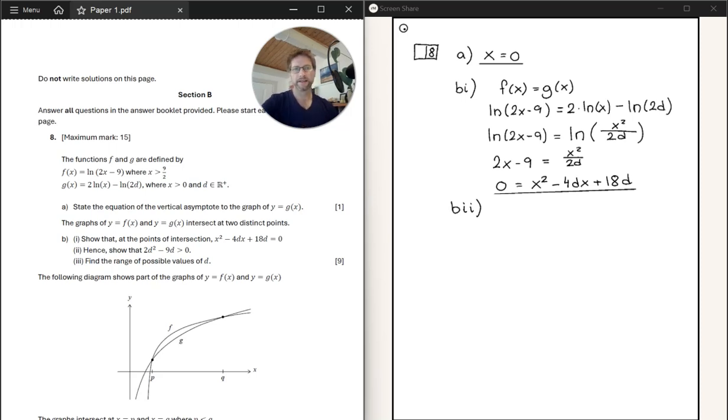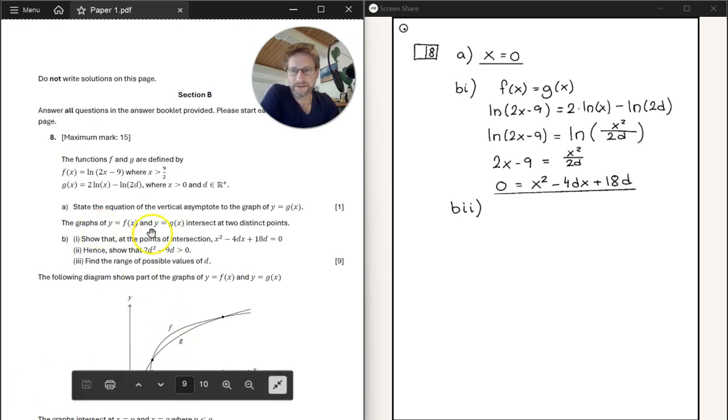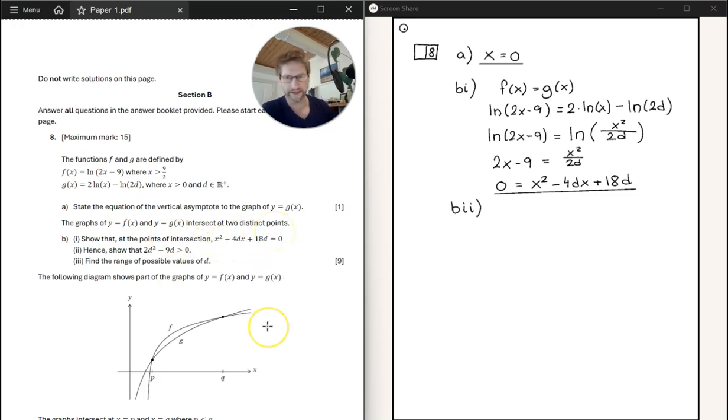Part 2 says, hence show that 2d squared minus 9d is larger than 0. For that, we need to go back and realize that we are being told that the graphs are intersecting at 2 distinct points. That means that the equation we have right here must have 2 solutions for x. And we think, well, it's a quadratic equation. Notice how quadratic equations just keep coming back. It has 2 solutions when the discriminant is positive.